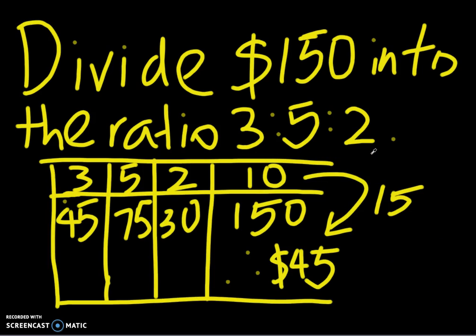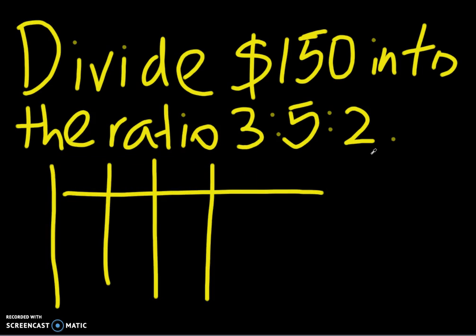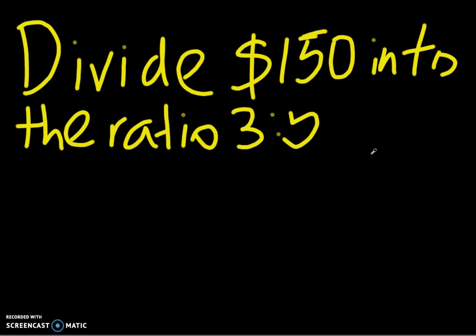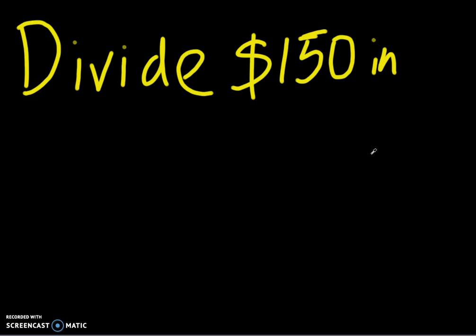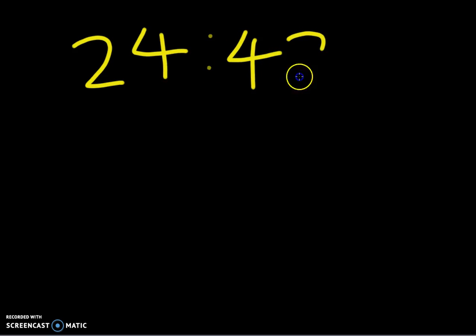Okay, next up in ratio and proportion is simplifying a ratio. Simplifying a ratio is just like simplifying a fraction, but this time we're simplifying a ratio. So let's see. Okay, we have the ratio. Let's say we have maybe the ratio 24 to 42. And now we have to simplify it.